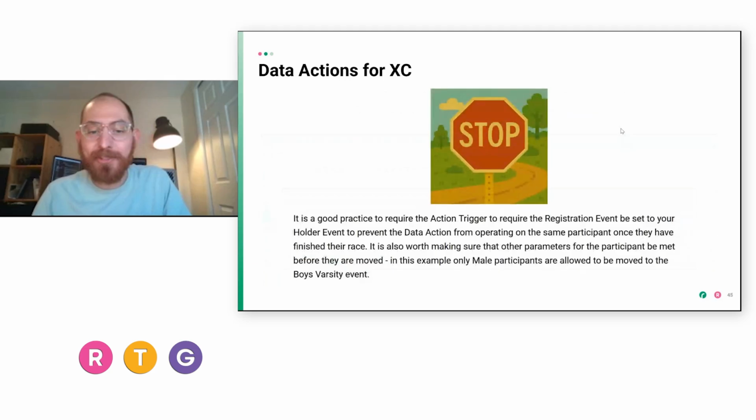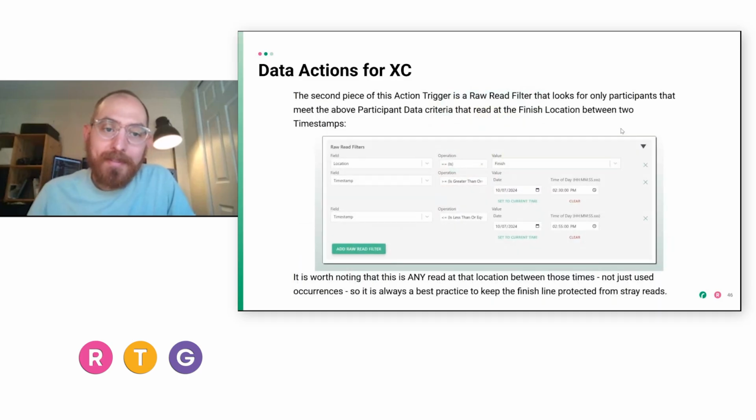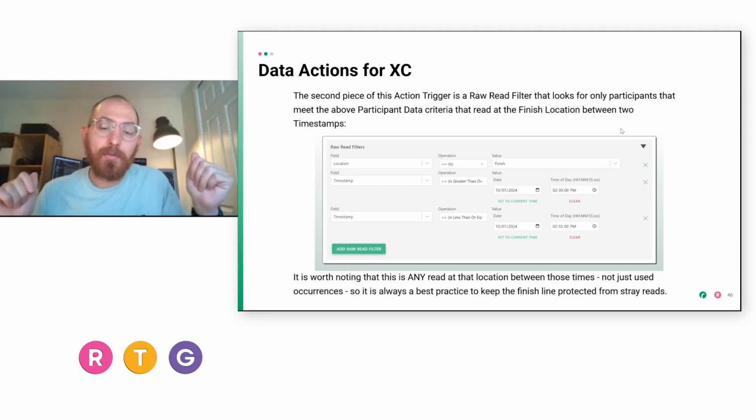And this is what I was just talking about. So make sure that you set the registration event to be the holder. You don't want to run this again for someone who's already moved, for example. The second piece is the raw read filter that looks for participants who meet the participant data criteria on top of that. So basically, it's going to say, okay, show me anybody who's in the registration event holder is a male. And as soon as I see a read at finish between this time and that time, move them over to a different event. Again, be very careful about this.